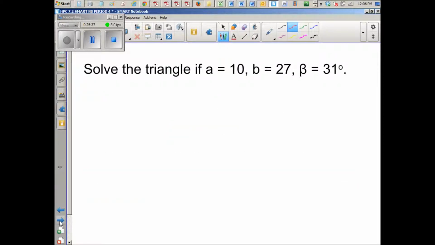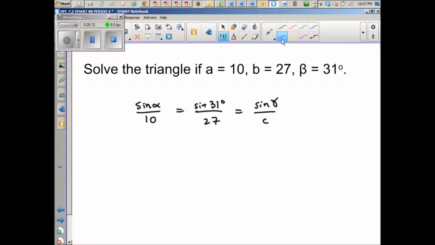Here's my first one. Solve the triangle if a is 10, b is 27, and beta is 31. Okay, you do not need to draw a picture. All you need to do is set up the law. Sine of alpha over 10 equals sine of beta, which is 31, over 27 equals sine of gamma over c. That third fraction, I don't know anything about it. I don't know the gamma or the c.